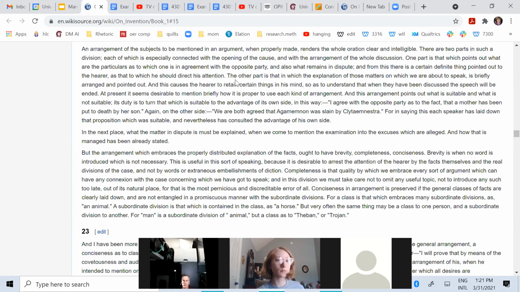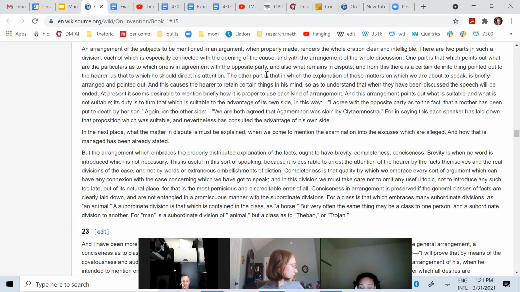The other part is that in which the explanation of those matters, this translation translates this as part, but other translations translate it as type. The other type is that in which the explanation of those matters on which we are about to speak is briefly arranged and pointed out. It's your basic tell them what you're going to tell them kind of statement.